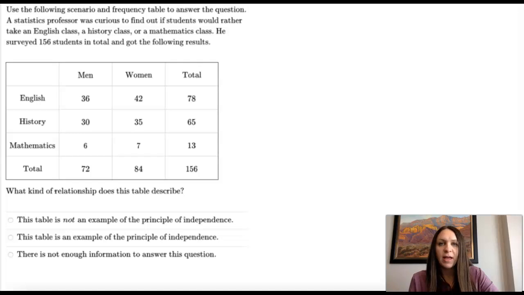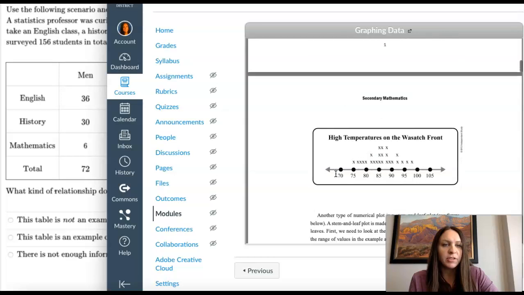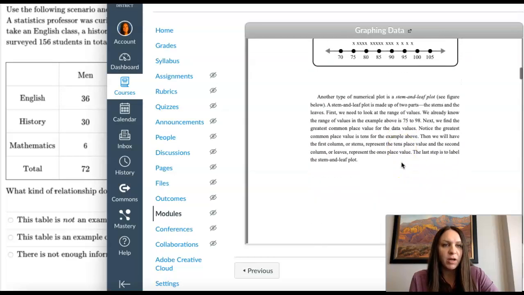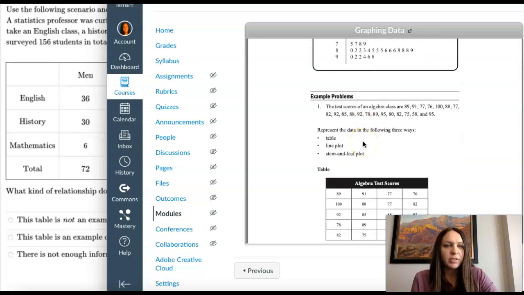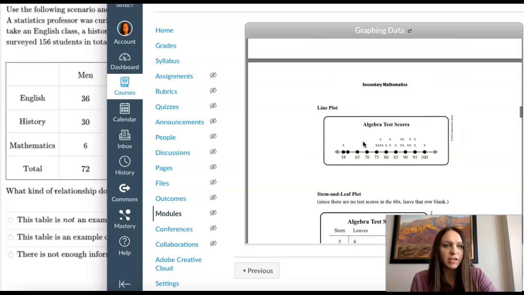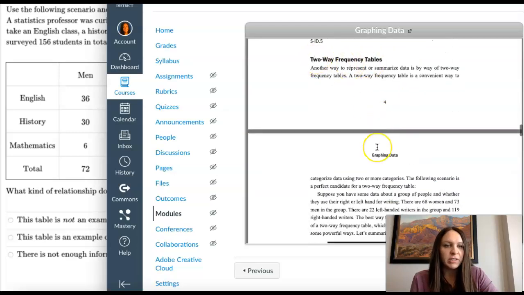Hey guys, we're still talking about probability. We're looking at data. If you look at the notes for this section, it's a lot. There's talks about a line plot or a dot plot, stem and leaf, but your entire self-check is actually what we call two-way frequency tables.